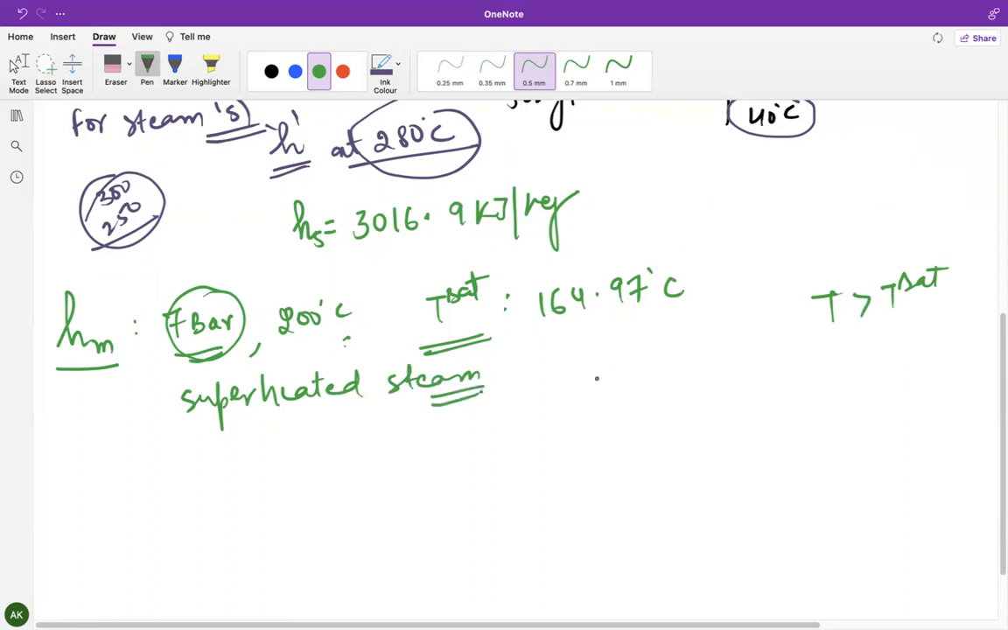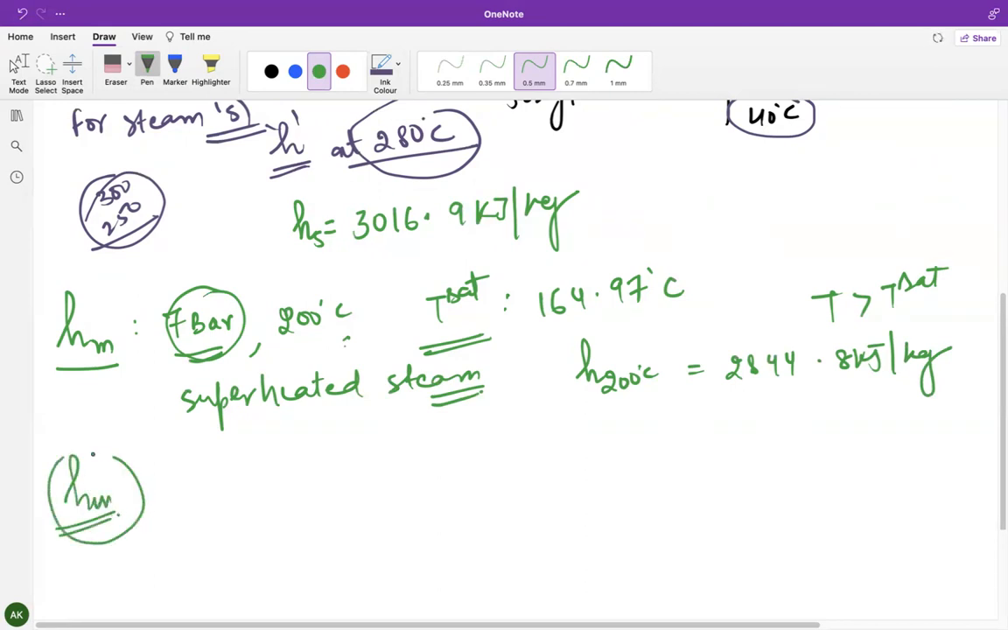Then we will find out the value of H. It is directly given in our steam tables. It is given as 2844.8 kilojoules per kg. Now what is left is the value of enthalpy for water.